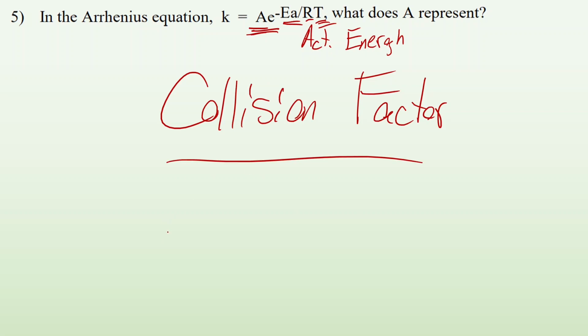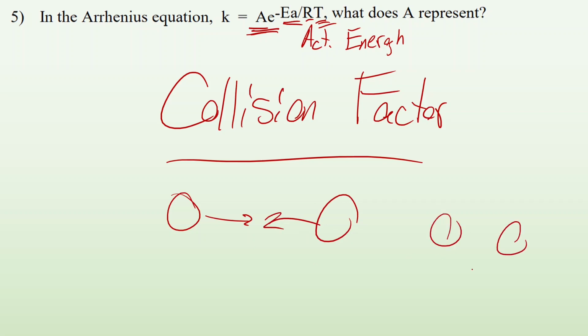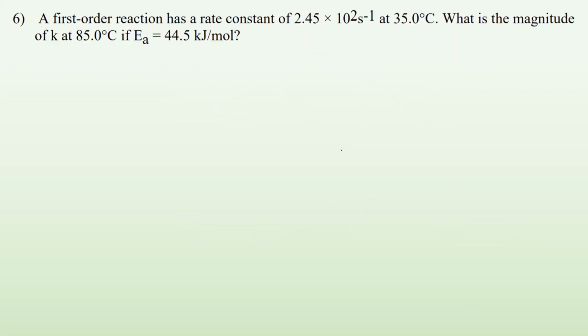It's accounting for the difference between, say, one reaction where two things just have to bump into each other and it doesn't matter how, versus another one where we need three things to come together perfectly in three-dimensional space and collide in the perfect orientation. That's going to change the collision factor. All right, number six, a first order reaction has a rate constant of this at that temperature.